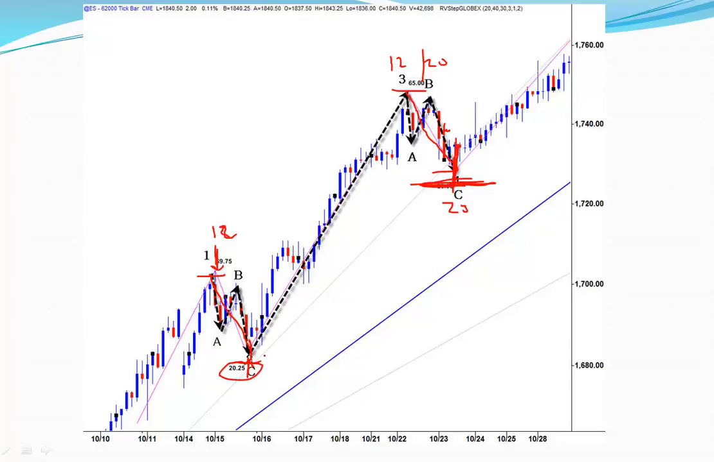The other thing we look at is we take this low to this high and we measure time. So whatever time it took to go from here to here, from 2 to 3 wave, we're then going to measure 38, 50, or 61.8% of this.